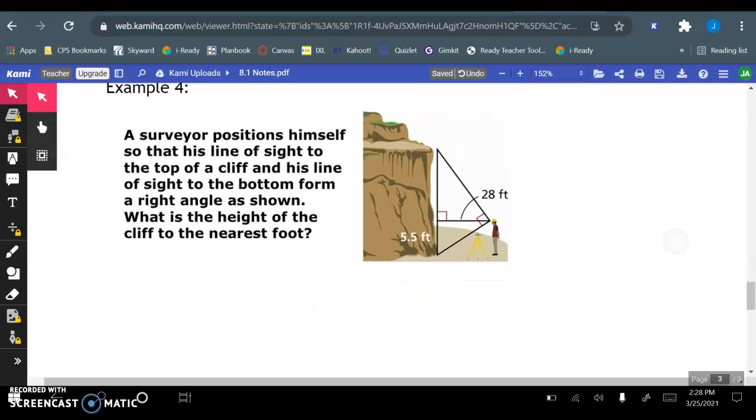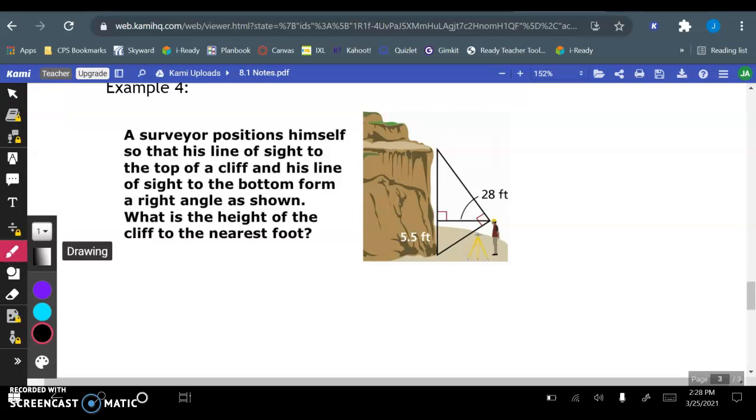All right, example 4 says a surveyor positions himself so that his line of sight to the top of the cliff and his line of sight to the bottom form a right angle as shown. What is the height of the cliff to the nearest foot? So looking at this picture, I need to figure out this whole piece right here, which would be our C. So the whole goal is to figure out what C is.